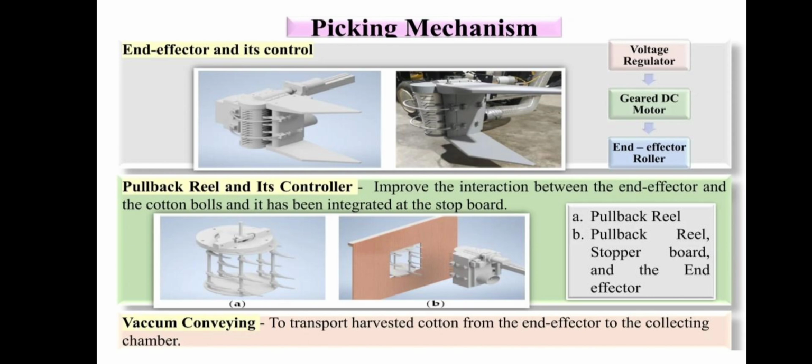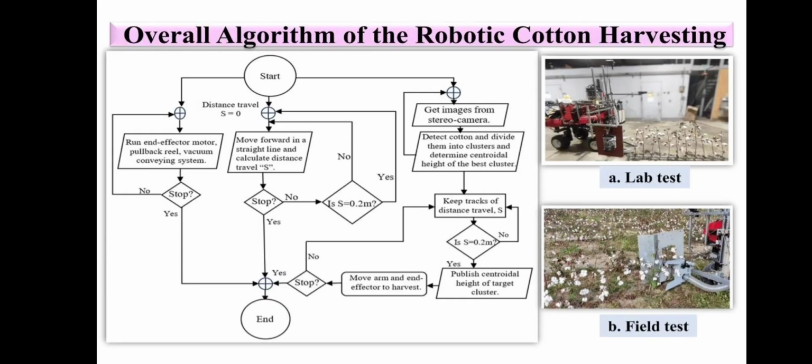So the picking mechanism was the end effector and its control. These are different end effectors, which contain voltage regulator, gear DC motor, end effector roller. In this design, the pullback reel and its controller improve the interaction between the end effector and the cotton ball, and it has been integrated at the stopper board. So the pullback reel is the stopper board, and the end effector, vacuum conveying to transport harvested cotton from end effector to the collecting chamber. We have used vacuum. So overall algorithm of the robotic harvesting.